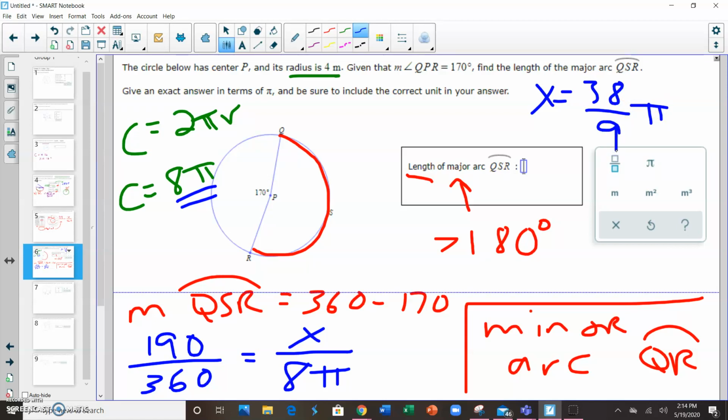Okay, and you can use the arrow button on the white calculator to change it from a decimal into a fraction. If you don't have that, you're just going to have to simplify the fraction. And the units would be meters, because you can see that it is in meters. So that would be 38/9 pi meters long.